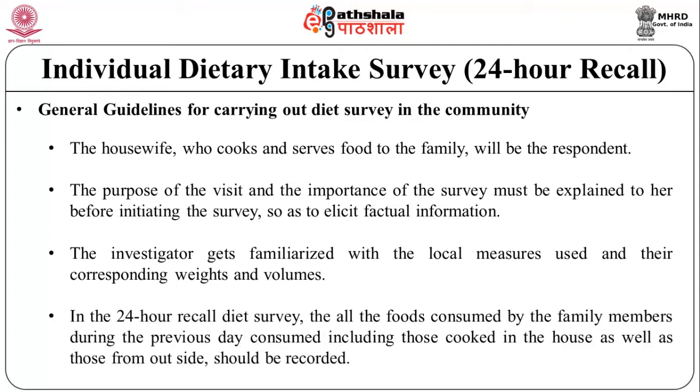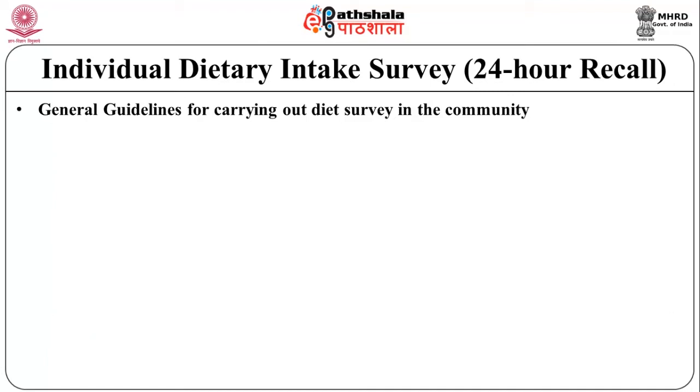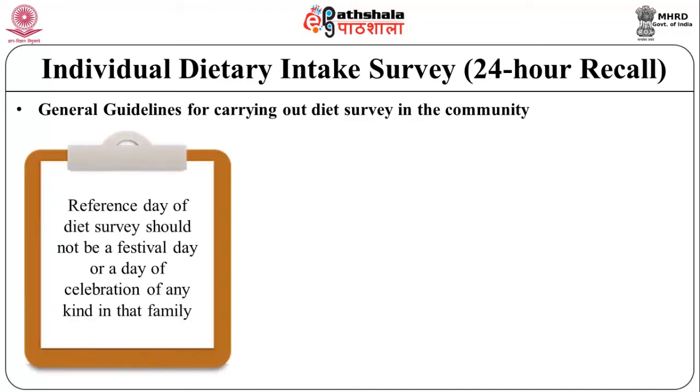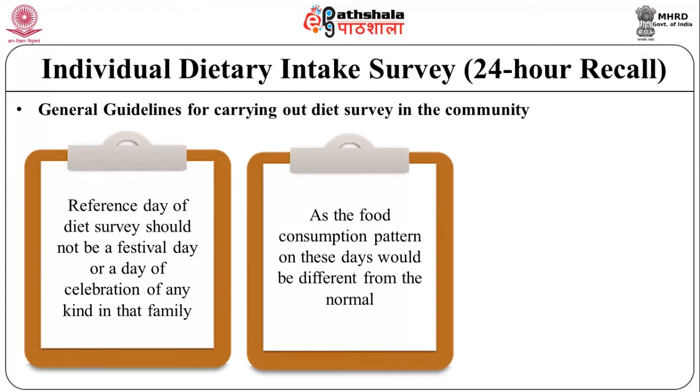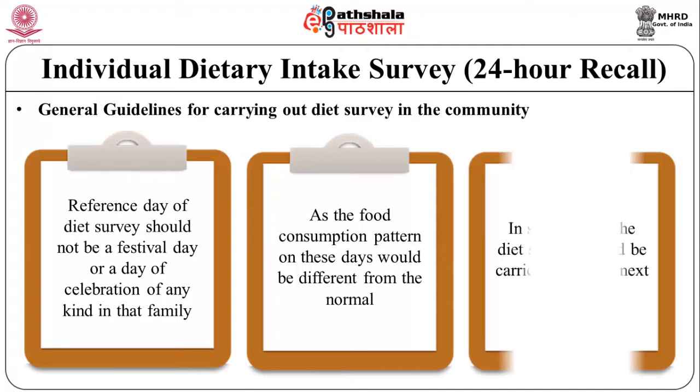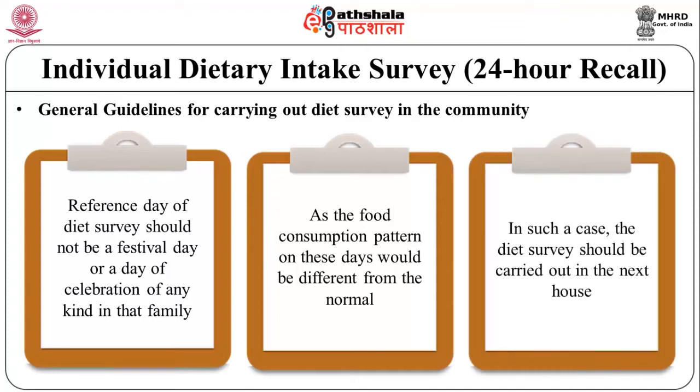In the 24-hour recall diet survey, all food consumed by the family members during the previous day, including those cooked in the house as well as those from outside, should be recorded in combination. The reference day of the diet survey should not be a festival day or a day of celebration of any kind in that family, as the food consumption pattern on these days would be different from normal days. In such cases, the diet survey should be carried out in the next house.